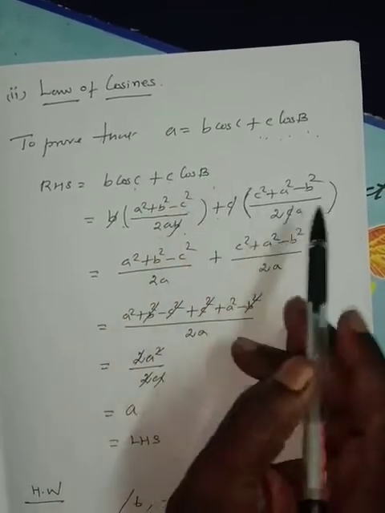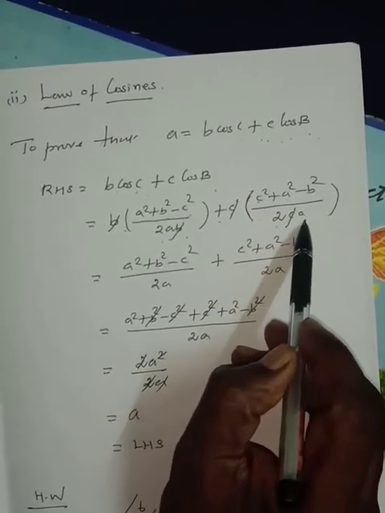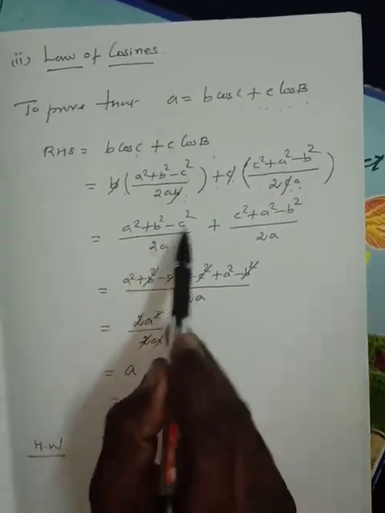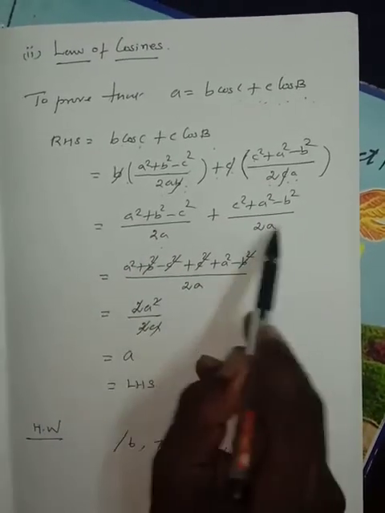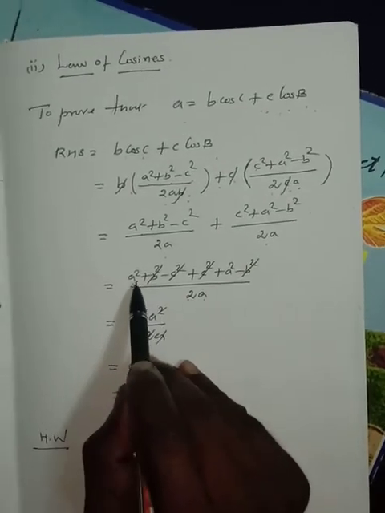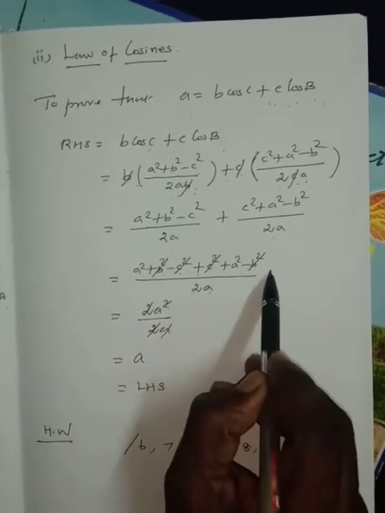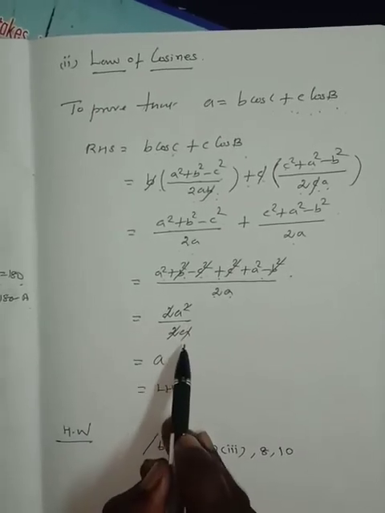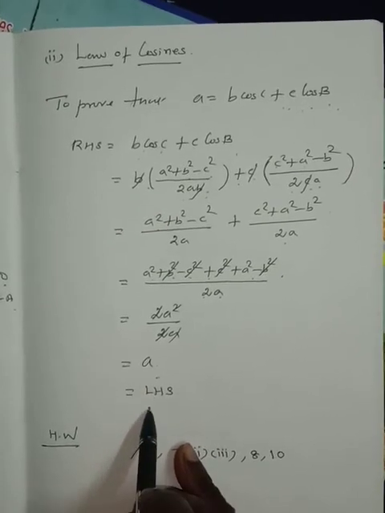And cos B = (c² + a² - b²)/2ca. The c cancels and the b cancels. We get (a² + b² - c²)/2a + (c² + a² - b²)/2a. Same denominator 2a, therefore 2a is the LCM. In the numerator, a² + b² - c² + c² + a² - b². Cancelling b² and c², we have 2a²/2a. The 2 cancels. a²/a is a, which is the LHS. Proved.